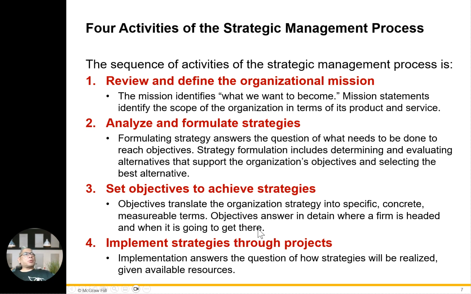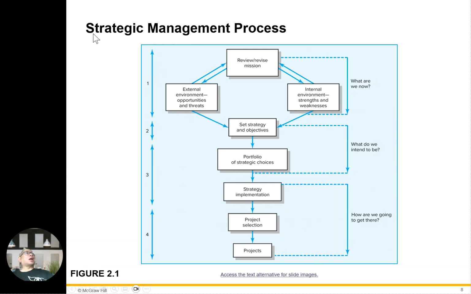What are the objectives? Translate organization strategy into specific and concrete measurable terms. Objectives answer in detail where the firm is headed and when it's going to get there. And number four, implementing the strategy through projects. Implementation answers the question of how the strategy will be realized given available resources. Okay, these are the typical strategic management process.